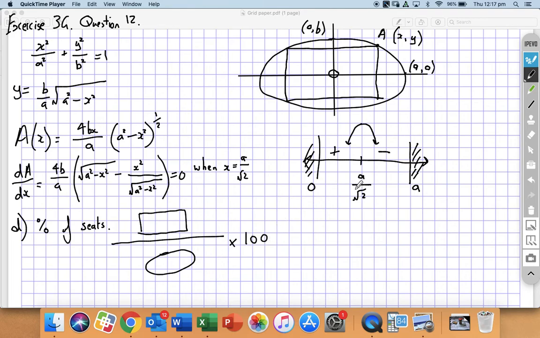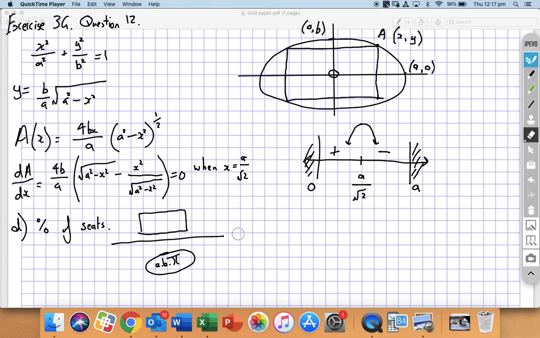This is the maximum area, so I need to take A on root 2 and plug it into my area equation so that I know the area of the rectangle. Then I can divide it by the area of the ellipse. The area of the ellipse, they tell us, is A times B times pi.